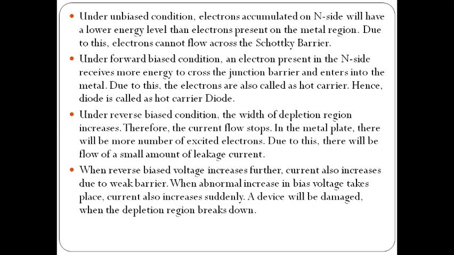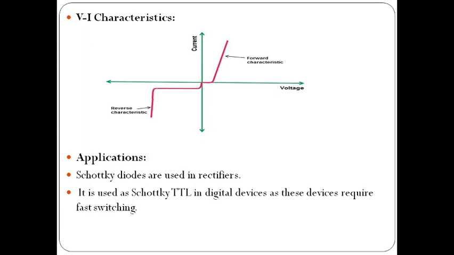Yes, when an abnormal increase in the bias voltage takes place, then what happens? We know when I increase the reverse bias voltage more, suddenly the current also increases in the diode. It is nothing but breakdown, reverse breakdown. In this case, sudden current will flow in the Schottky diode, and the device will be damaged. This is called the breakdown voltage of the Schottky diode.